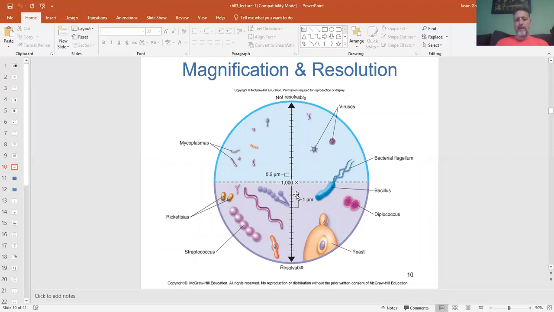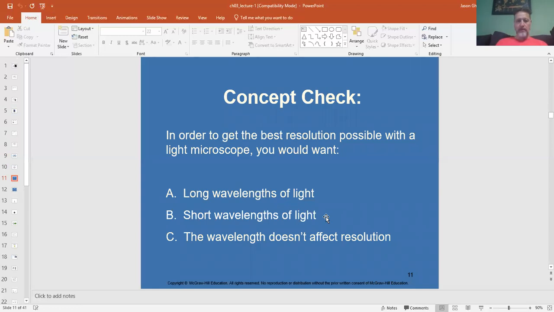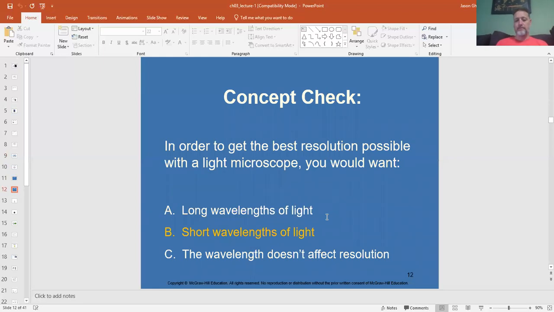Magnification, here we go. These are types of bacteria. Here's a yeast cell, so it's giving you your overall examples of them. There are some that are very small over here. Viruses, unless they are really large viruses, we will not be able to see them. And notice that these over here are not resolvable. We're not going to see a lot of detail on these. These are large enough that we can see some detail on them with light microscopes. So to get the best resolution, in this case, we're going to want short wavelengths. The shorter the wavelength, the better the resolution.